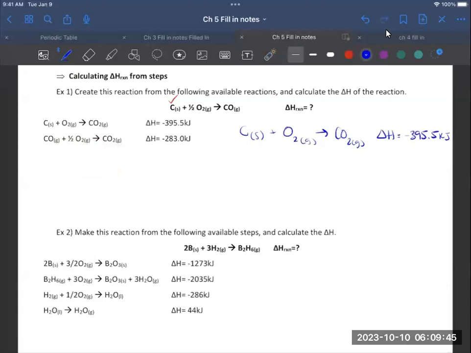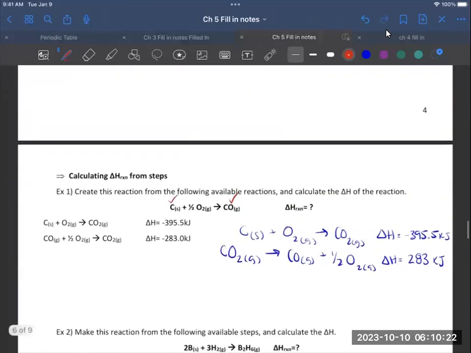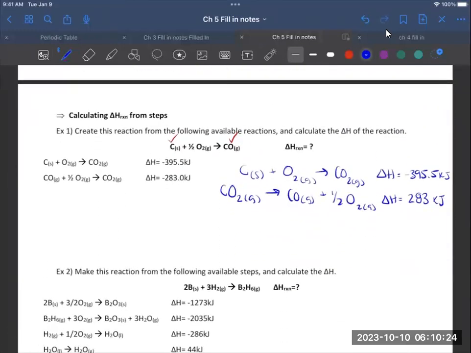So when I copy it down reversed, I get CO2 gas turning into carbon monoxide gas plus 1/2 O2. Oop, I need O2 there. Okay, and because I reversed it, the sign on the delta H is going to be reversed. So now instead of negative 283, it's going to be positive 283. Okay, and what that did for me is now I have my carbon monoxide as a reactant. And let's take a look at what's left over when I combine these, okay?